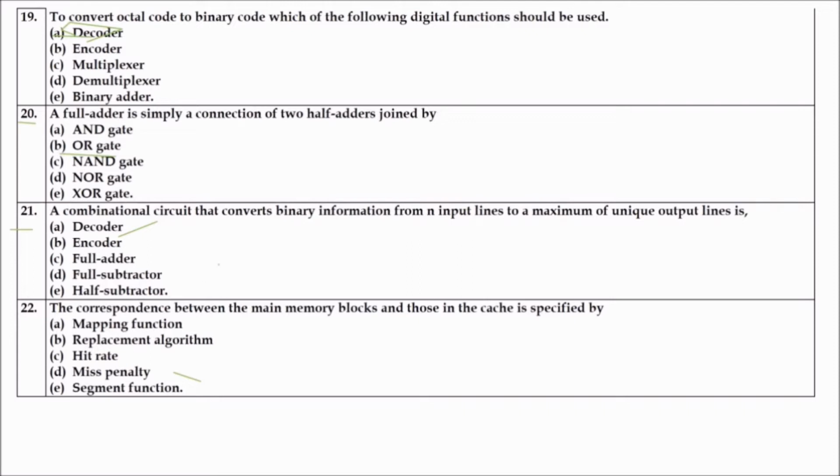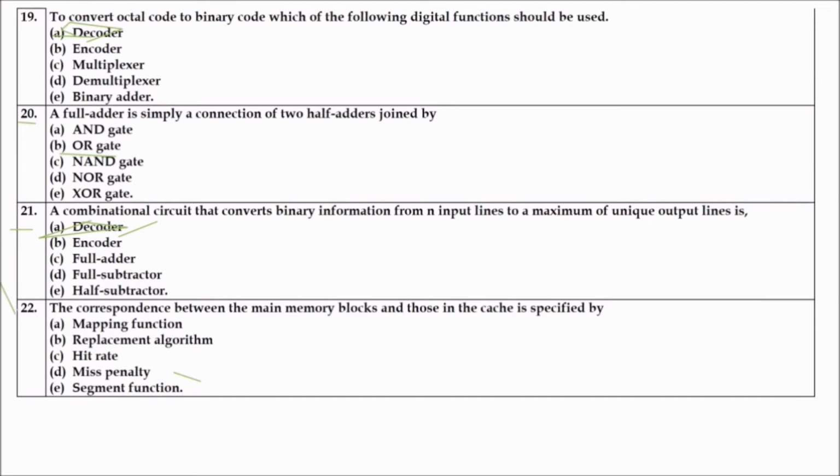Next is, a combinational circuit that converts binary information from n input lines to a maximum of 2^n unique output lines is what? Can you guess the answer? The answer is again decoder, because decoder uses address inputs as binary numbers and produces an output signal.